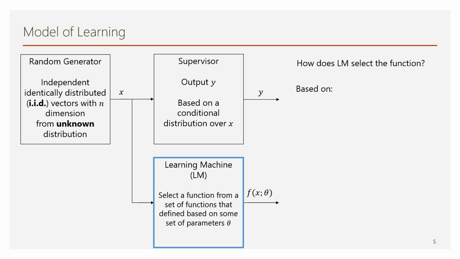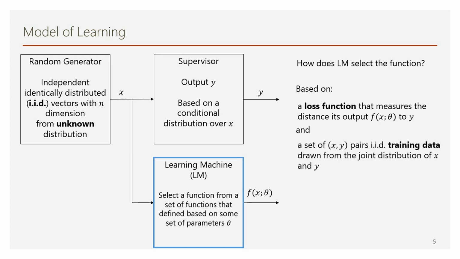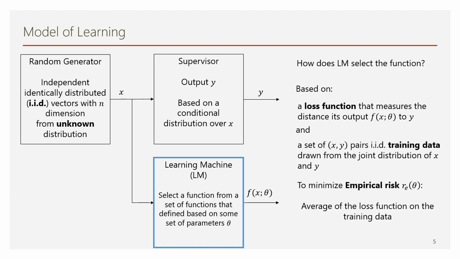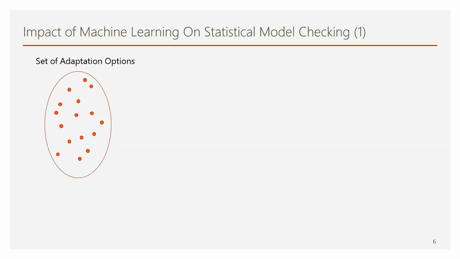But how is this function selection done? It's based, first, on a loss function that defines a distance measure between the predicted target value and the real target value y, and second, on a set of IID training data. Eventually, the learning machine attempts to minimize the empirical risk, which is the loss function's average on the training data.